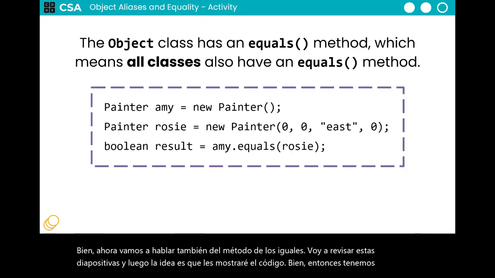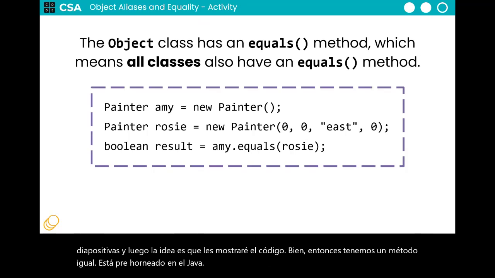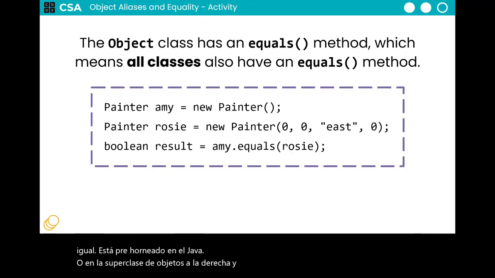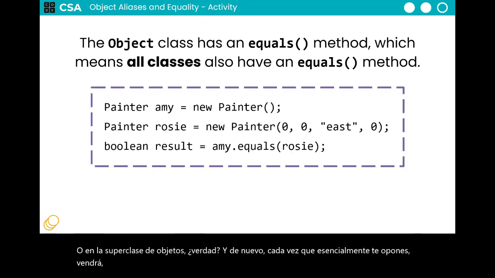It's pre-baked into the Java or into the object superclass, right? And again, anytime you instantiate an object, it'll have these attributes. So these are all available to it.